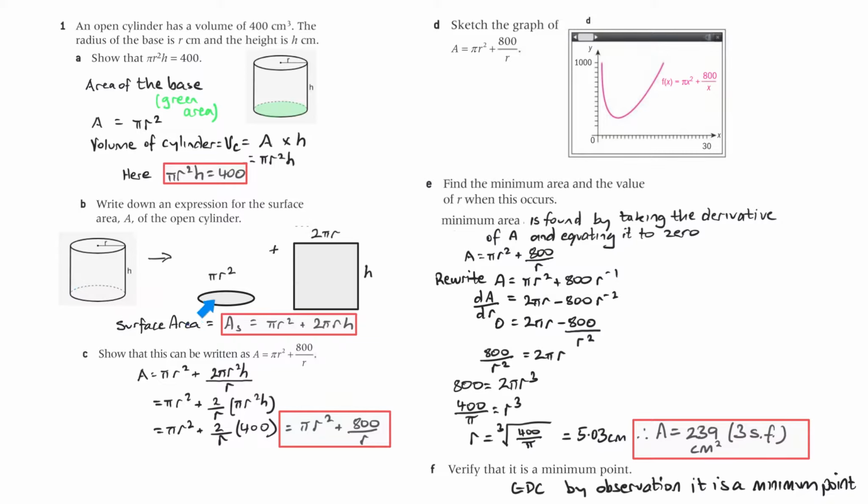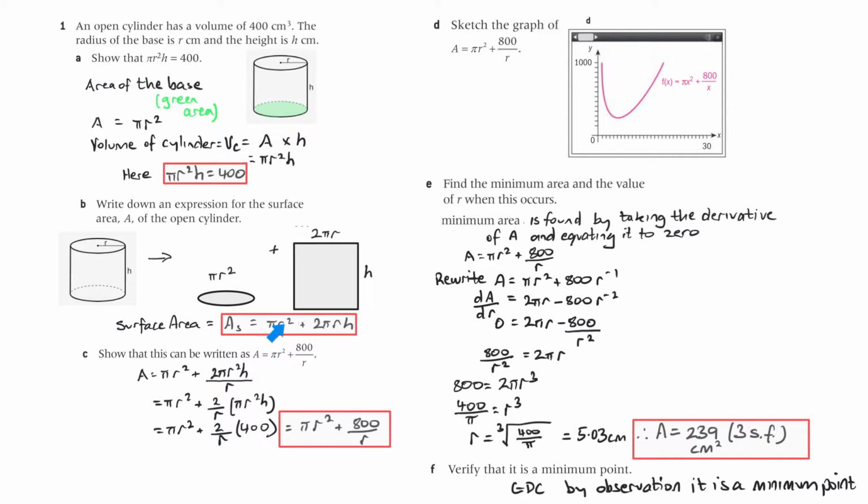Well, the surface area is this part here, and also the piece that's wrapped around there, and we can flatten that out. This distance is 2 pi r, that's the circumference of a circle, and there's the h. So the areas of these two would be pi r squared, which is that one, and 2 pi r times h. So that's the expression there for the surface area. C, show that this can be written A equals pi r squared plus 800 on r.